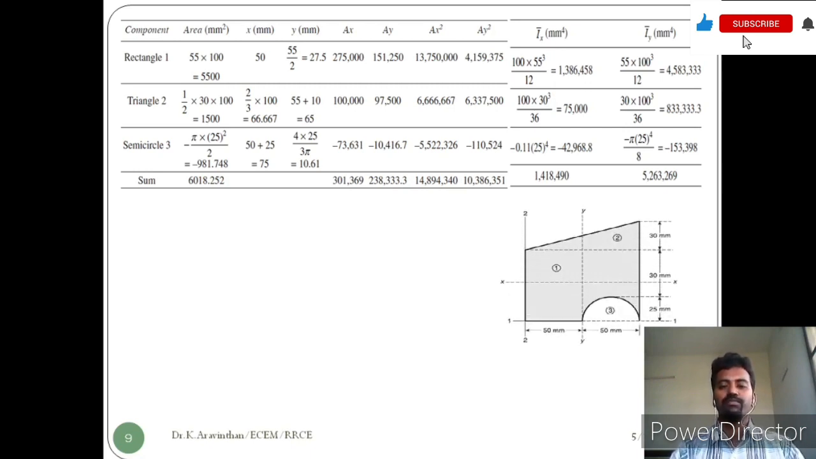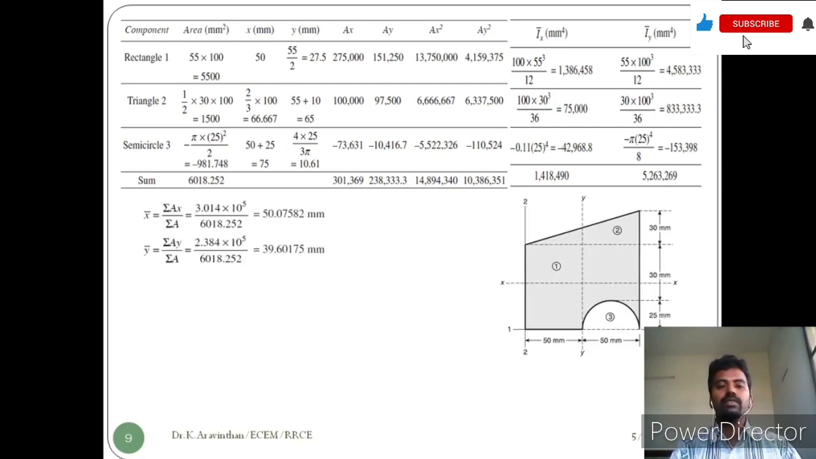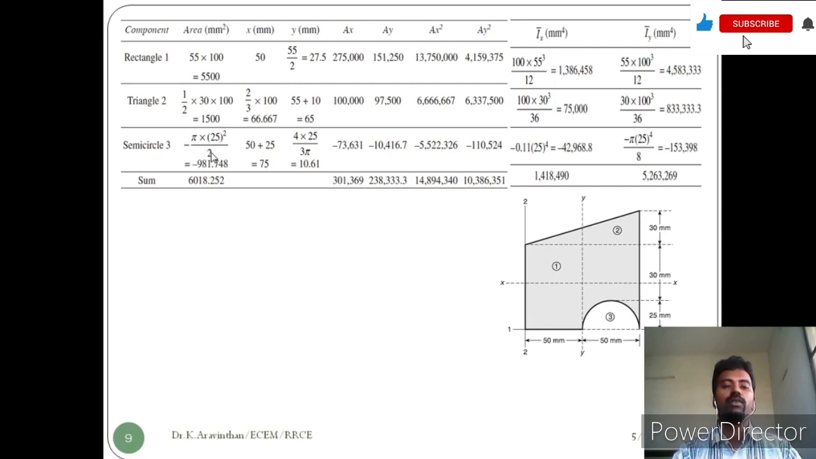So let us start the problem. For the first component, to find the area, the breadth here is 100 into 55, since 25 plus 30 is 55. So 100 into 55 is the area of the rectangle. And we subtract the half circle. The radius of the half circle is 25 mm. For a half circle, we divide by 2, so pi r squared divided by 2. This we are subtracting.